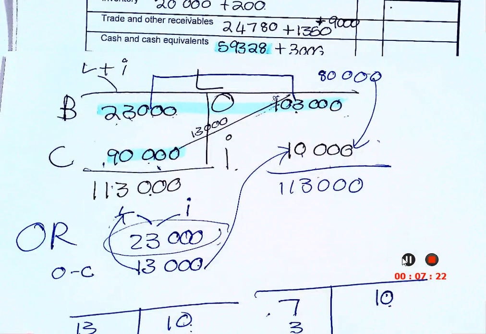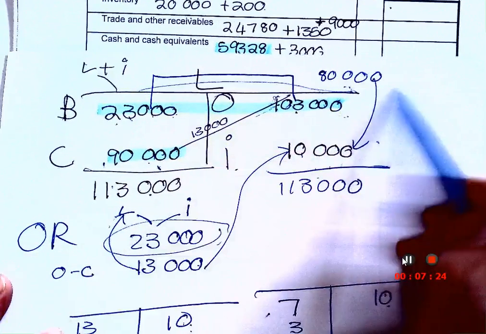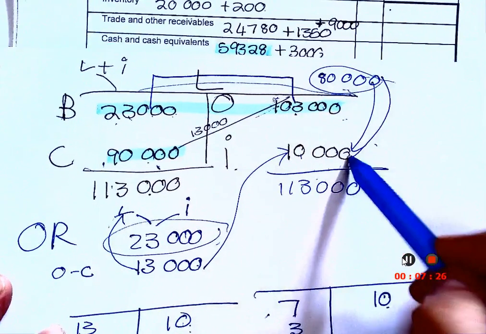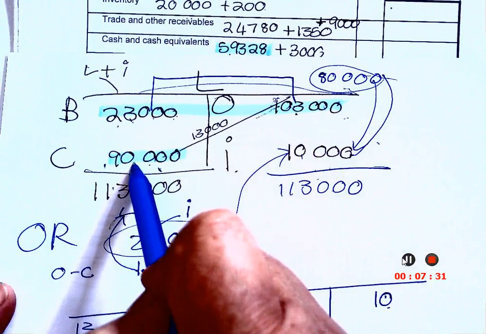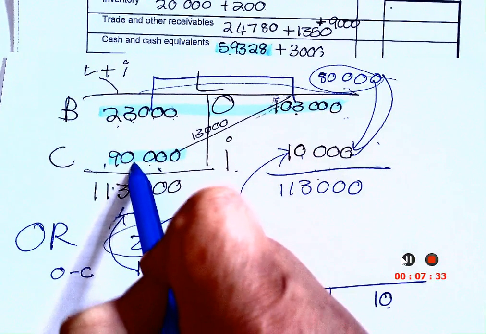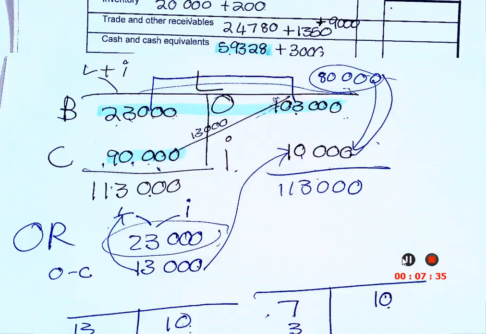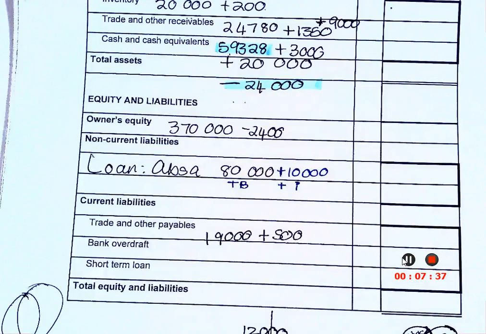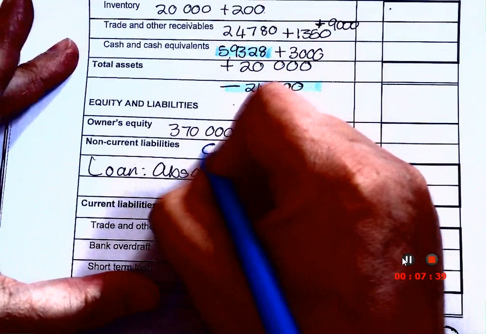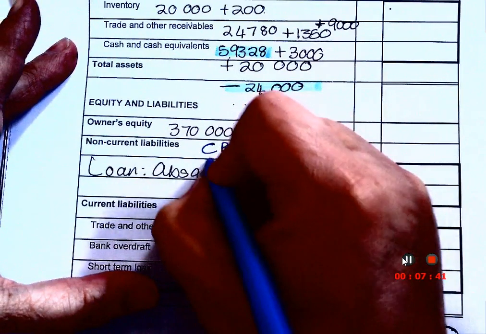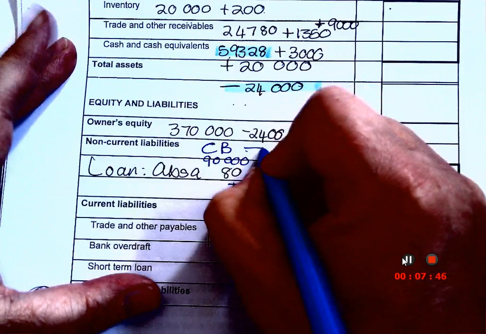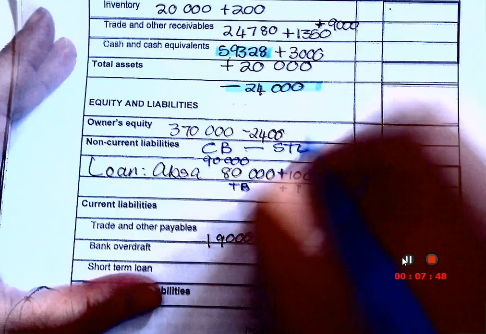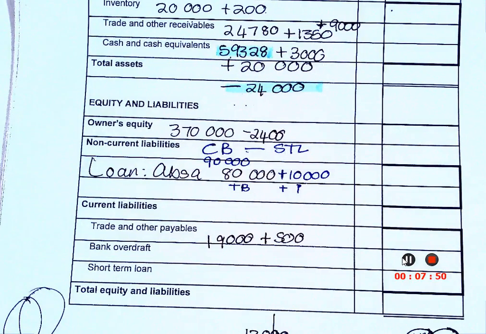No. If I say the trial balance plus the interest gives me 90, what is easier to take? The closing, because the closing already has everything in it. So it's easier to take your closing balance of 90. Okay? And then I'm going to subtract the short-term loan.